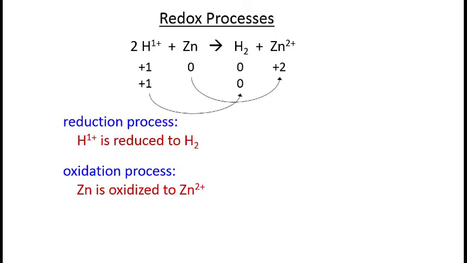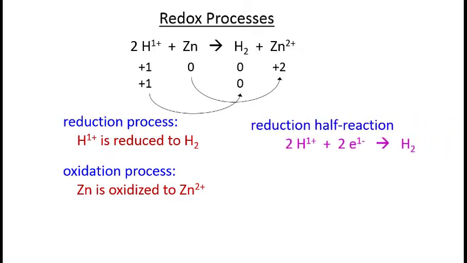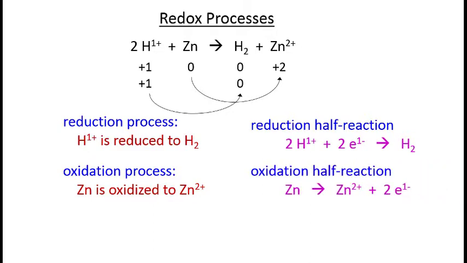Now, we could have used a number of metals, iron, lead, tin, and so forth, and the hydrogen process would have been the same. So you often see the reduction and oxidation processes written as separate balanced equations called half reactions. In this case, the reduction half reaction has 2 hydrogen ions gaining 2 electrons to form dihydrogen. The oxidation half reaction has zinc losing 2 electrons, going to zinc 2+ ions. Notice that when zinc loses 2 electrons, they appear on the product side of the half reaction.